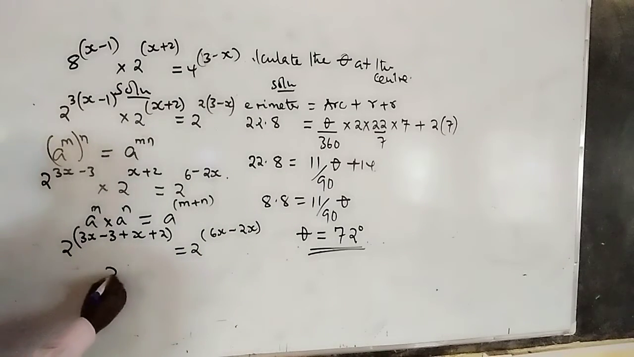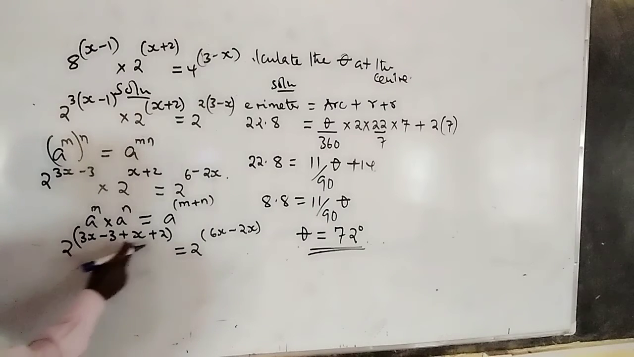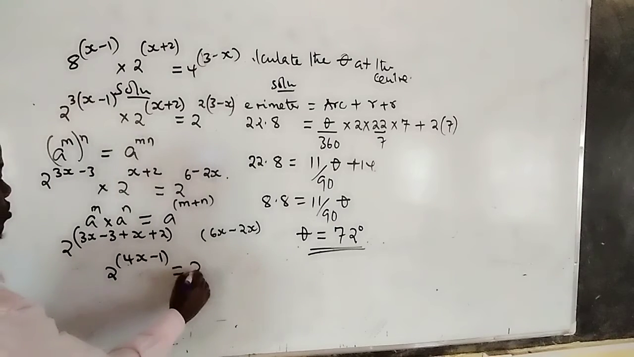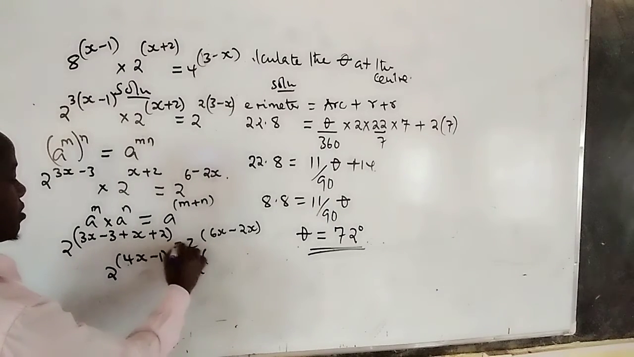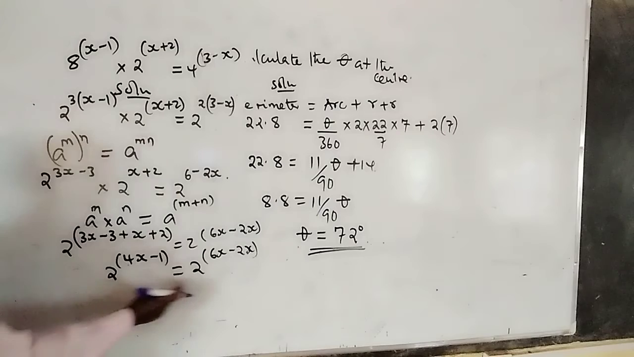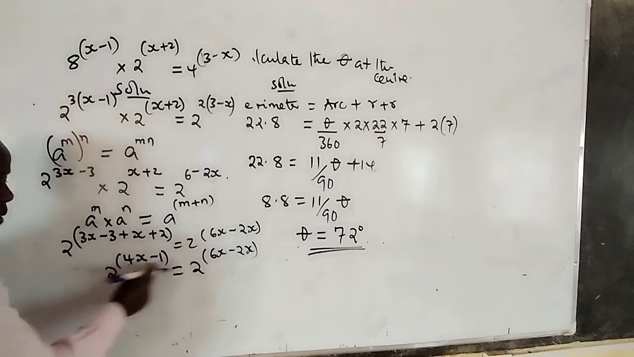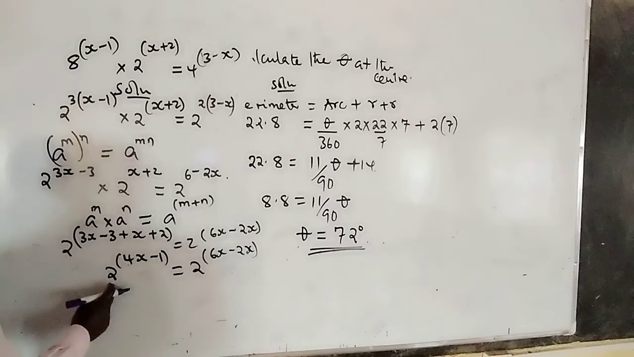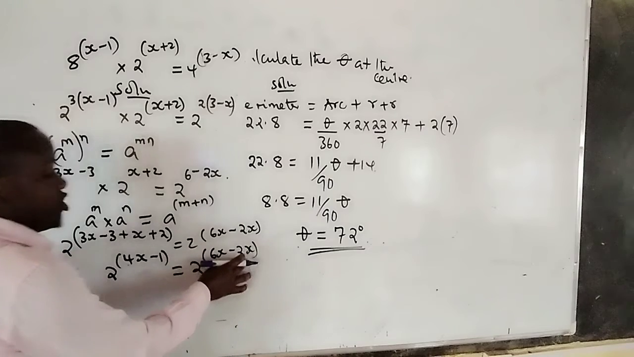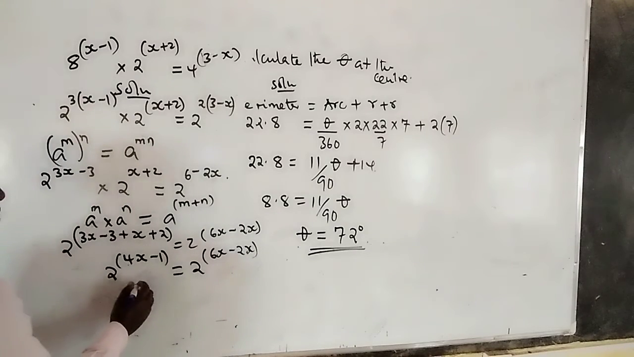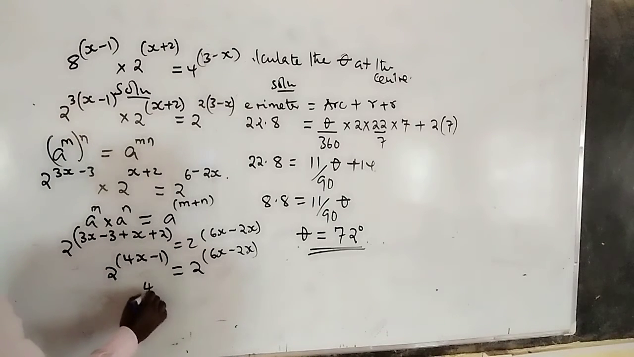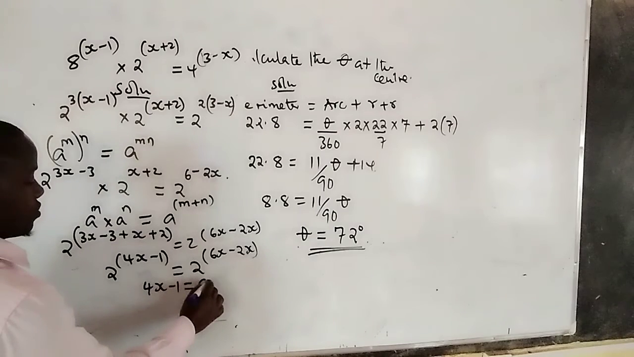So now with the powers added, it will be 2 power 4x minus 1 is equal to 2 power 6 minus 2x. Now that the bases are the same and we are told they are equal, it means these powers are also equal. If 2 is raised to something, and another 2 is raised to something, and they are equal, then the powers are equal. Nothing else can raise 2 and a 2 and they be the same. It means 4x minus 1 is equal to 6 minus 2x.